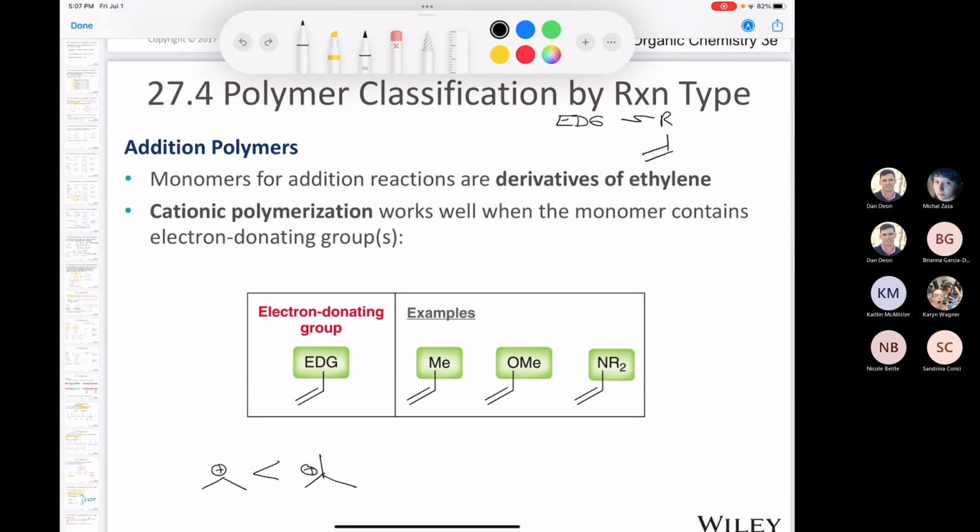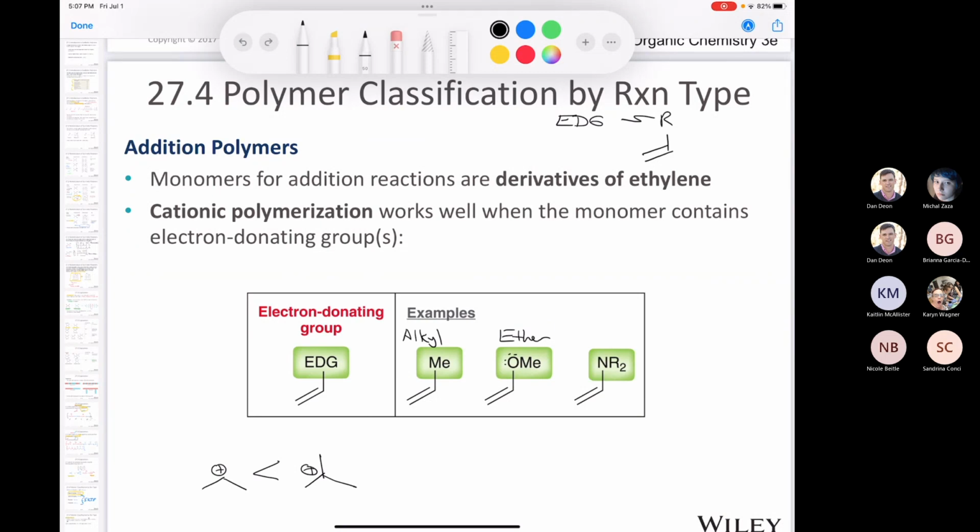And let's take a look at some examples of electron donating groups. First of all, just any kind of alkyl group, like a methyl group. Again, that donates electron density via hyperconjugation. If you have an ether, the same thing, and you could even practice drawing the resonance structure that shows that this can donate electron density.